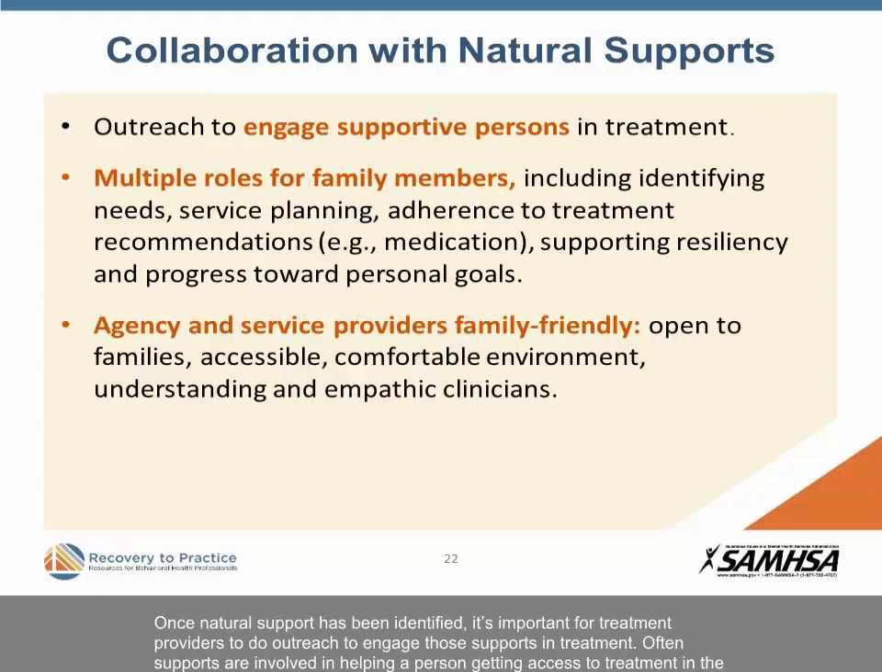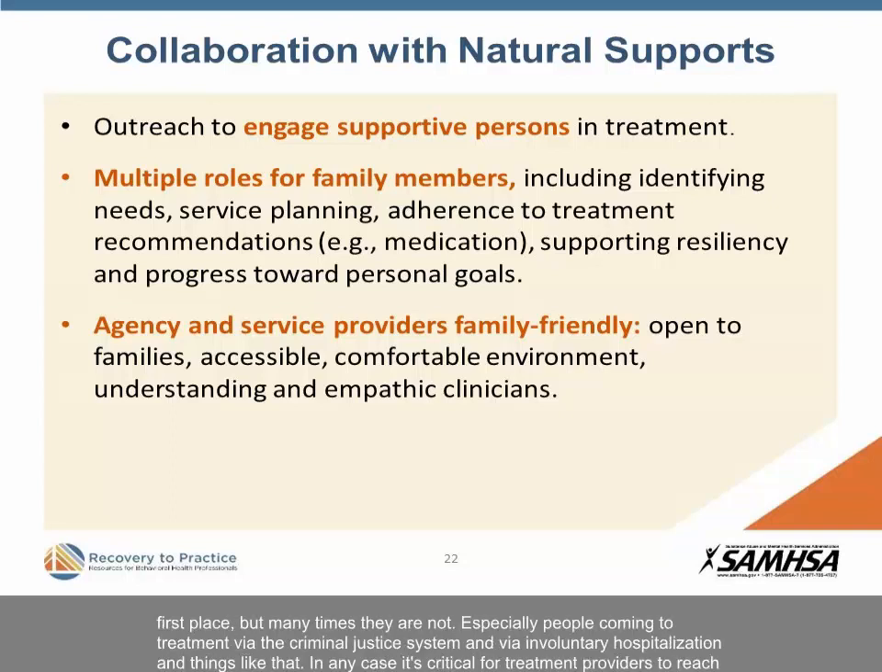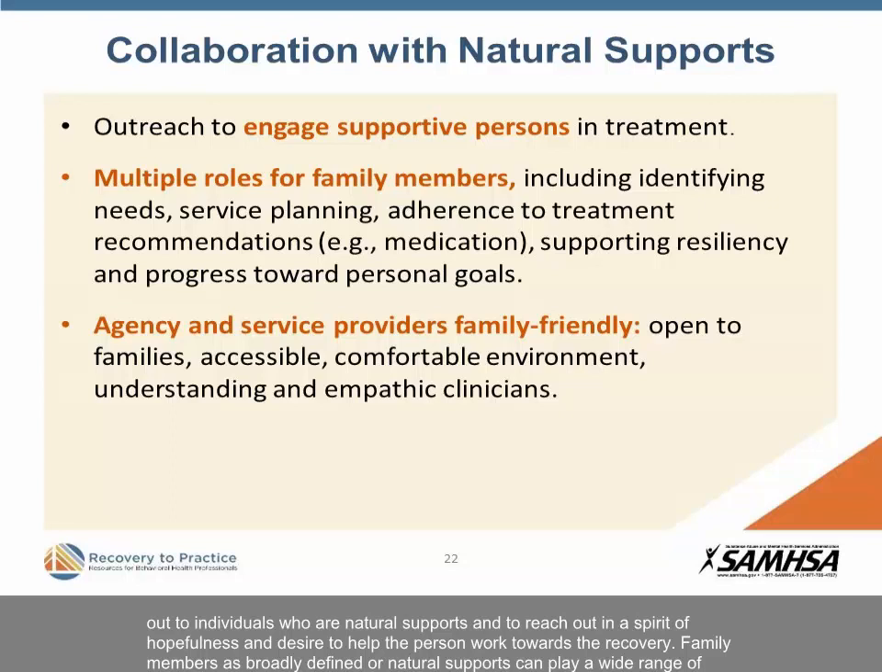Now, once natural supports have been identified, it's important for treatment providers to do outreach to engage those supports in treatment. Often supports are involved in helping a person access and get into treatment in the first place, but many times they're not, especially if people come into treatment via the criminal justice system, sometimes via involuntary hospitalizations, things like that. In any case, it's critical for treatment providers to reach out to individuals who are natural supports and to reach out in a spirit of helpfulness and desire to help the person work towards their recovery.